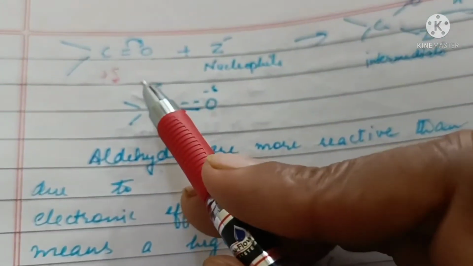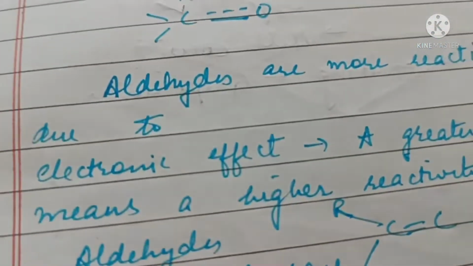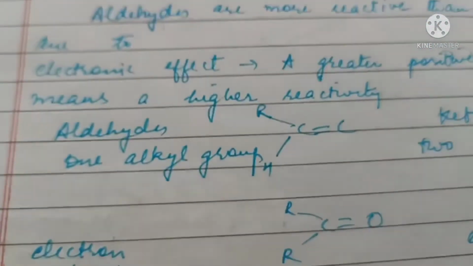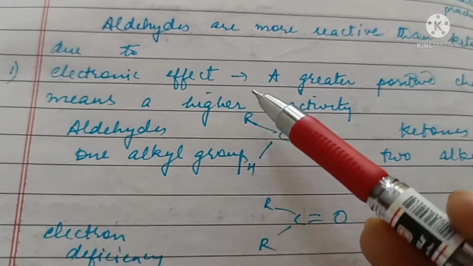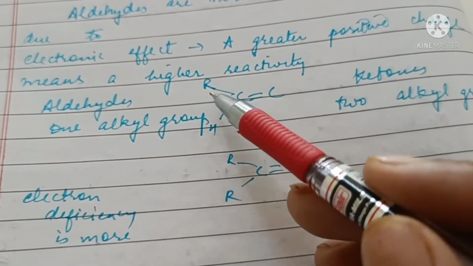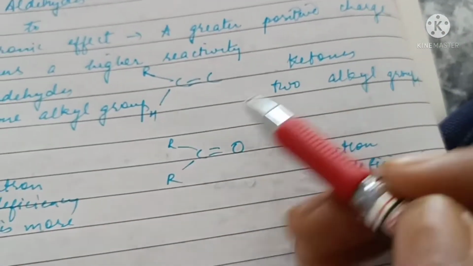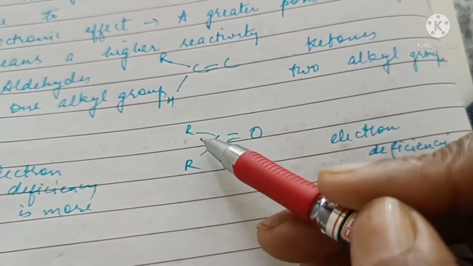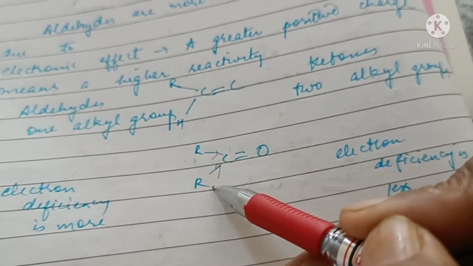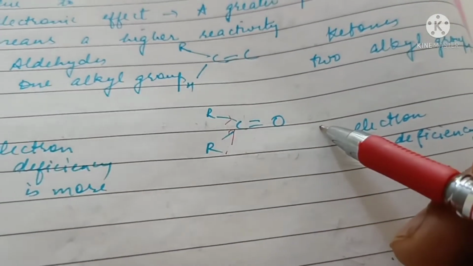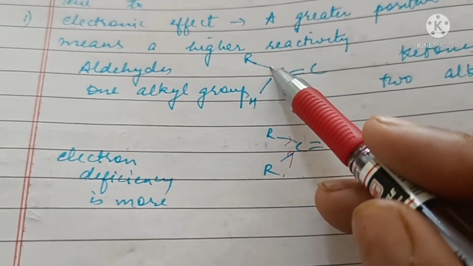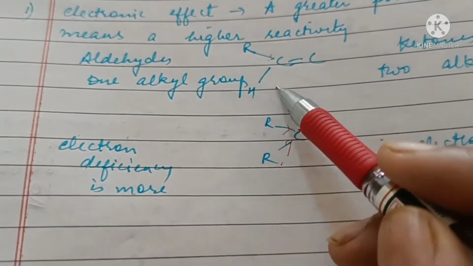Now, more the positive charge on carbon atom, greater is the reactivity. Aldehydes are more reactive than ketones due to two reasons: electronic effect and steric effect. A greater positive charge means higher reactivity. Aldehydes have one alkyl group, ketones have two alkyl groups. Alkyl groups are electron releasing in nature. They decrease the positive charge, so reactivity is less in ketones. Whereas in aldehyde there is only one alkyl group, so the charge is decreased to a lesser extent, and so reactivity is more.